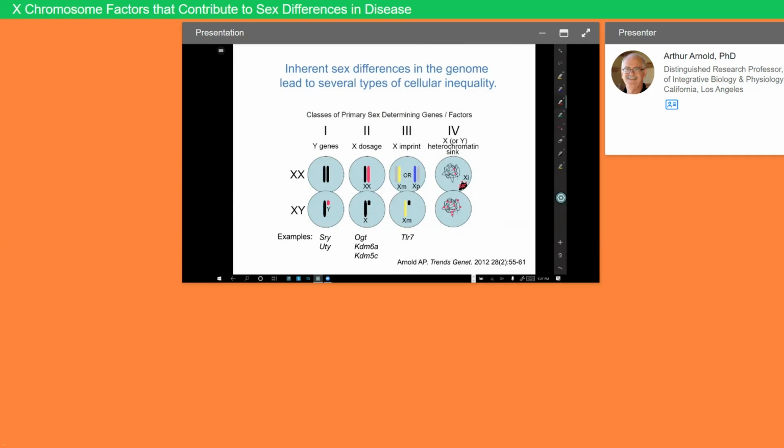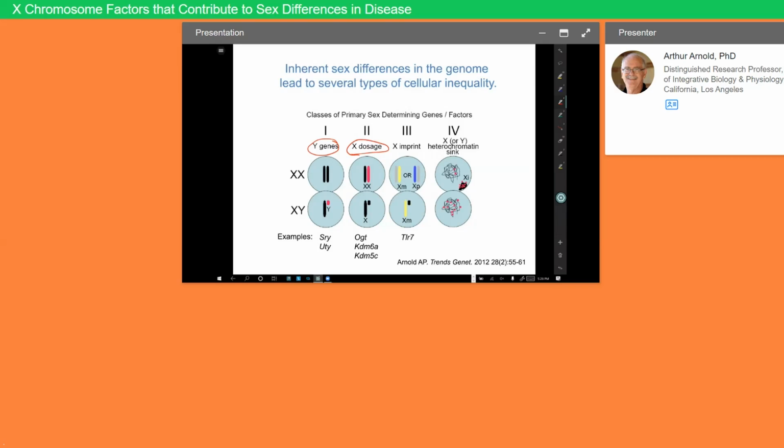We have known for some years what classes of genes on the sex chromosomes might be causing sex differences. And I've written about 4 classes. There might be 5 or 6 or 7 different classes, but the primary classes are, number 1, Y genes, which are present only in XY cells and will cause XY cells to be different from XX cells. The second category is the dosage of X genes, that having 2 X chromosomes inherently makes X dosage higher in those cells than in XY cells.